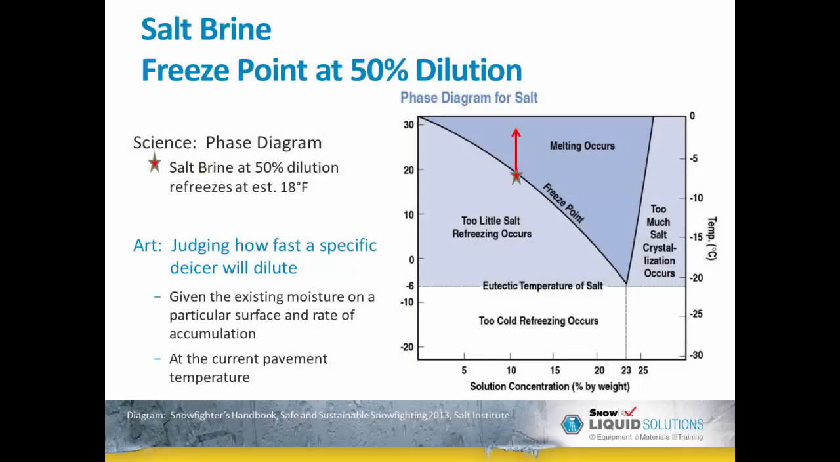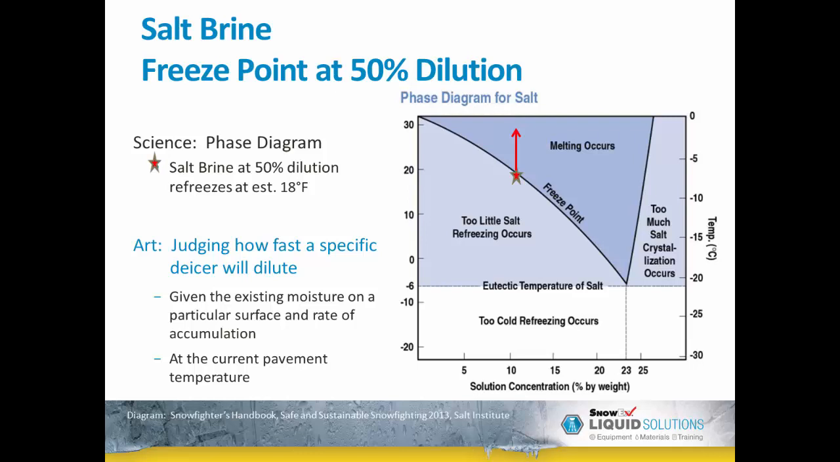The phase diagram shown here for salt brine is a scientific tool to help understand the freeze point and melting capacity of salt brine at different temperatures and concentrations. Illustrated here by the red star, the freeze point of salt brine at 50% dilution is 18 degrees Fahrenheit, below which at that concentration it refreezes.